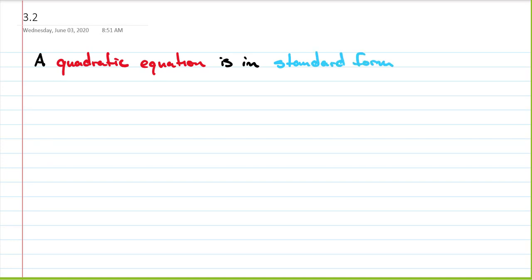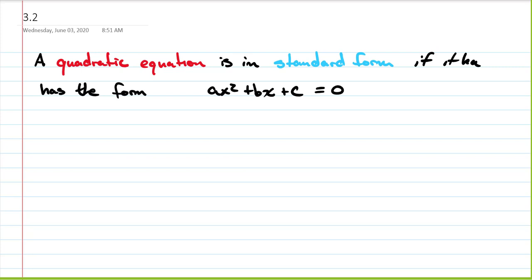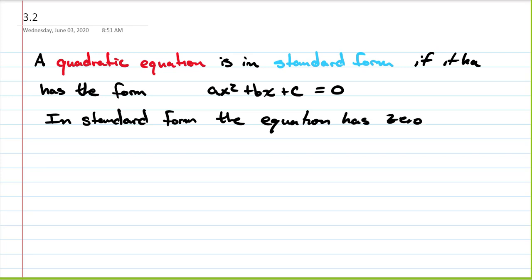So a quadratic equation is in standard form if it has the form ax squared plus bx plus c is equal to 0. So the key thing we want to note here is that in standard form, the equation has 0 on one side.